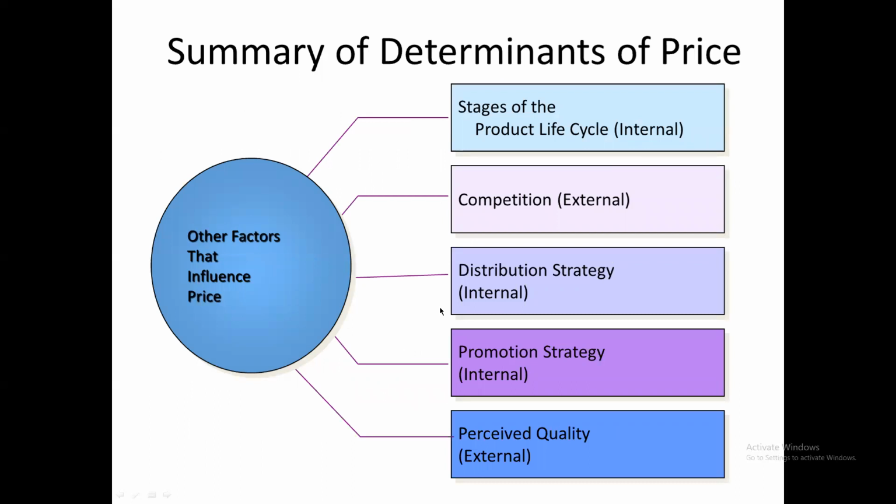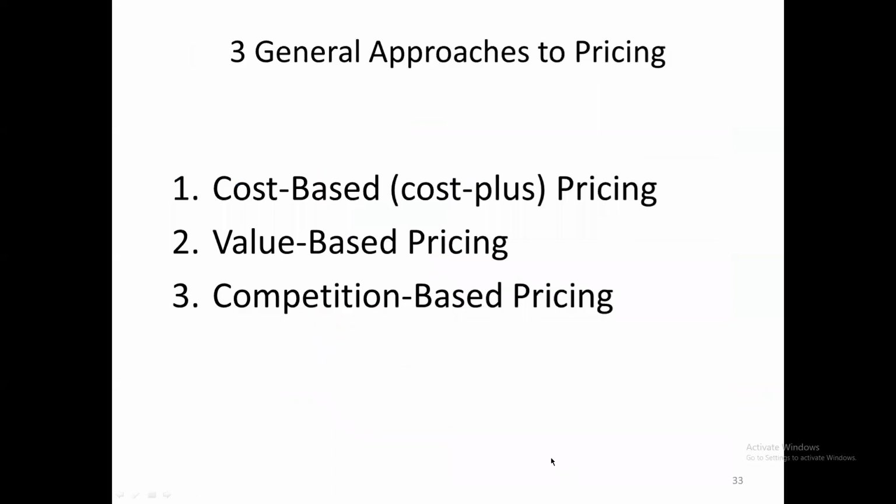Then, summary of the determinants of pricing. What are the determinant factors of pricing? The stages of the product life cycle, that is an internal factor. Competition, that is market oriented, that is an external factor. Distribution strategy, how we distribute our products, that is related to the marketing mix, an internal factor. And promotion strategy, internal factor; marketing mix elements are internal factors. Then perceived quality, that is an external factor.